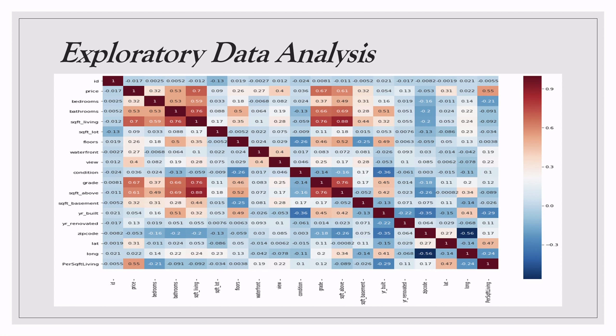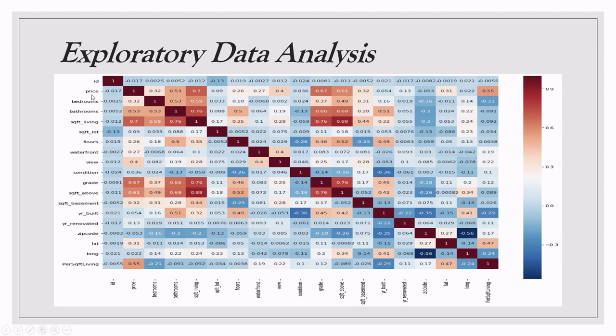Now here we see that the shades of brown or red show a positive strong linear relationship between the two variables, and the ones which are seen by blue color show a weak relationship between the two variables. Now, since price is our target analysis, let's look at the relationship with respect to price.